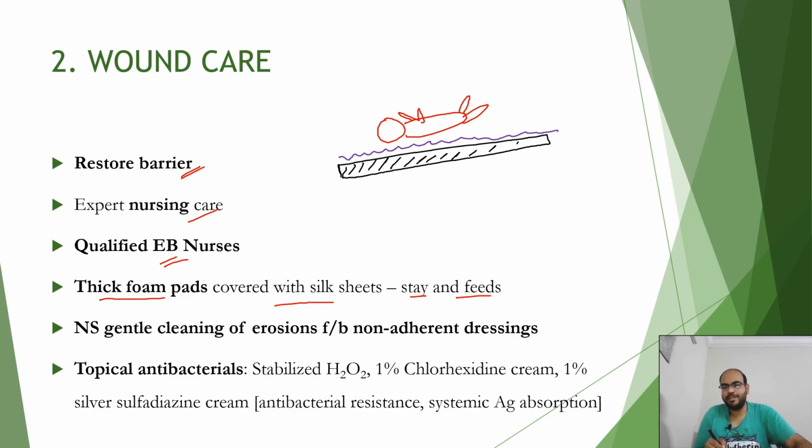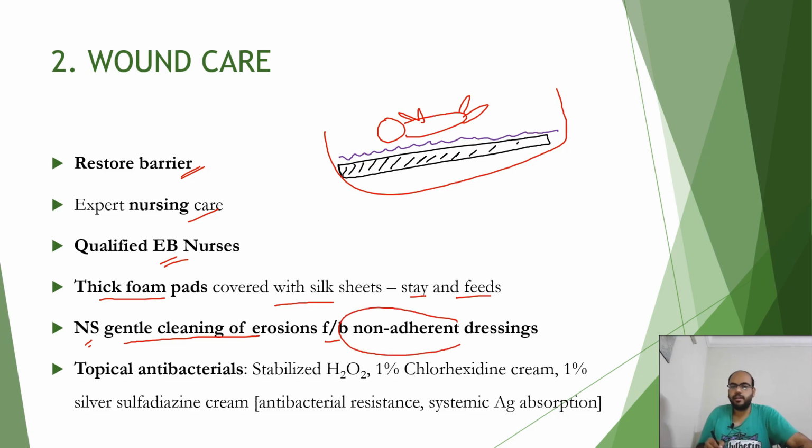Excuse my drawing, but understand the concept. Whenever you have to pick the child, you pick the child with the foam mattress or with the foam and silk sheet along. You don't pick them directly because you will rub against the skin and the skin will peel off. So make sure you use the mattress with the silk sheet so you can pick them up for staying or for feeding. Normal saline gentle cleaning of erosions followed by non-adherent dressing.